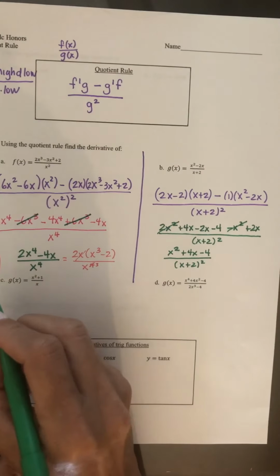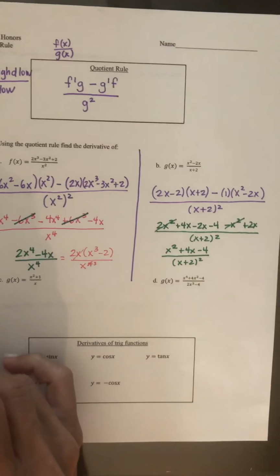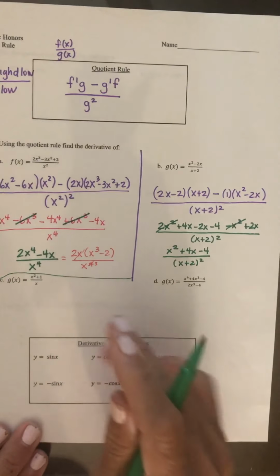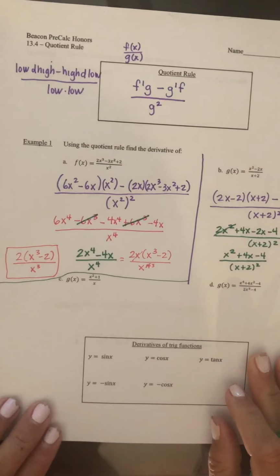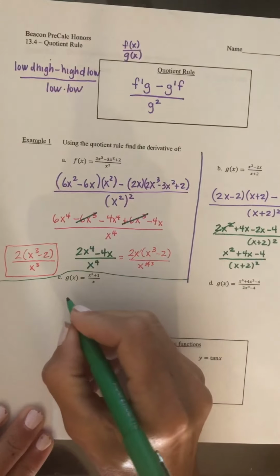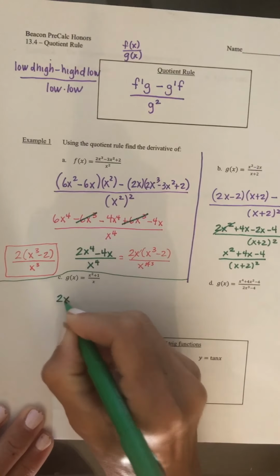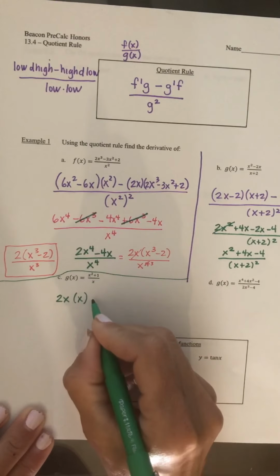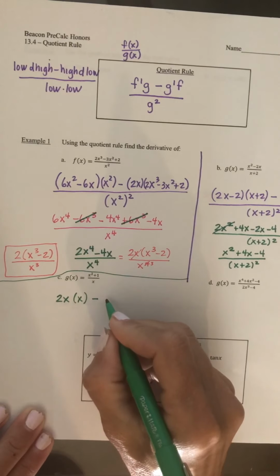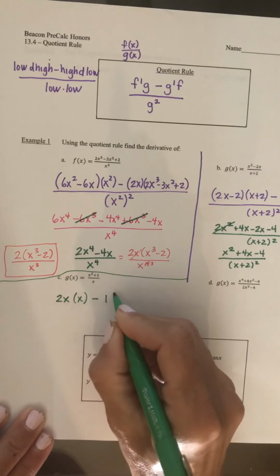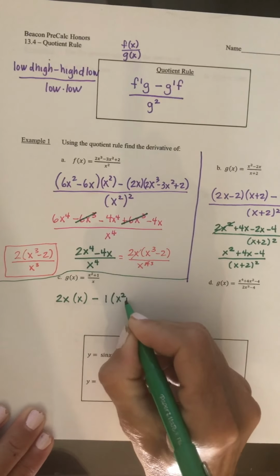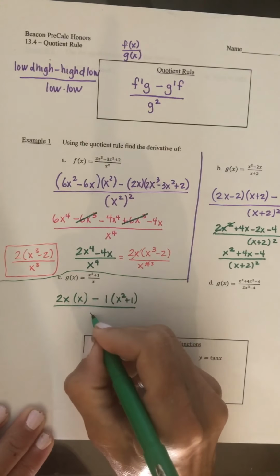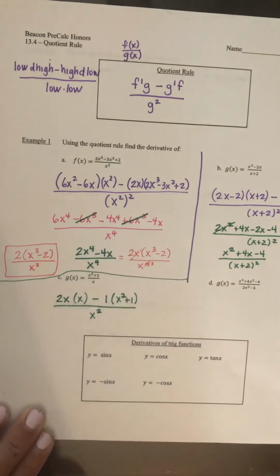All right, so here we go. Letter C. All right. The derivative of the first, let me just maybe make a little division here. Okay, so now I'm going to move over. All right, the derivative of the first, 2x times the second, x, minus the derivative of the second, which is 1, times the first, all over the bottom one squared.